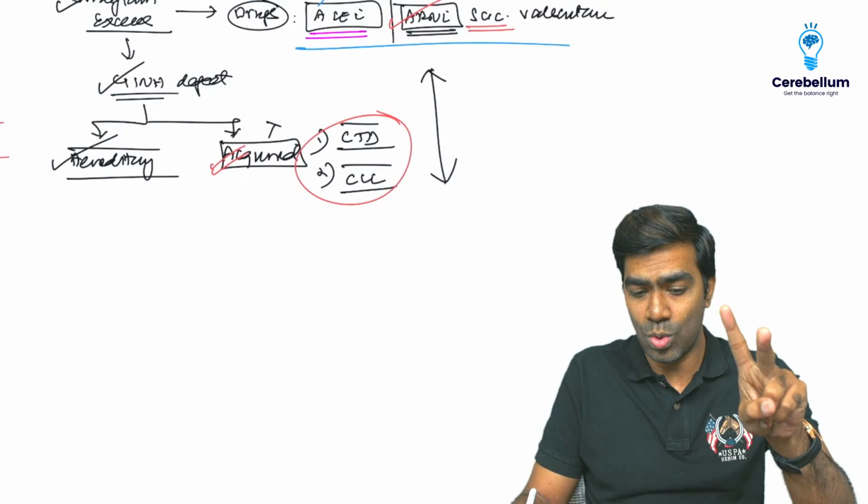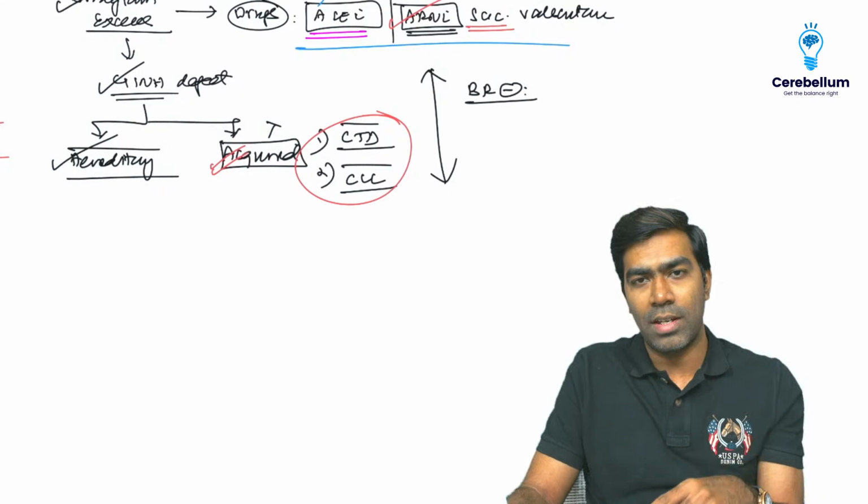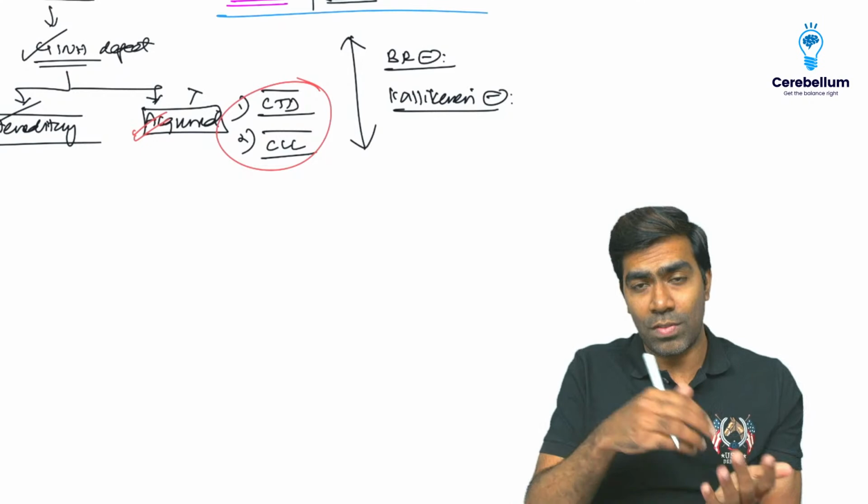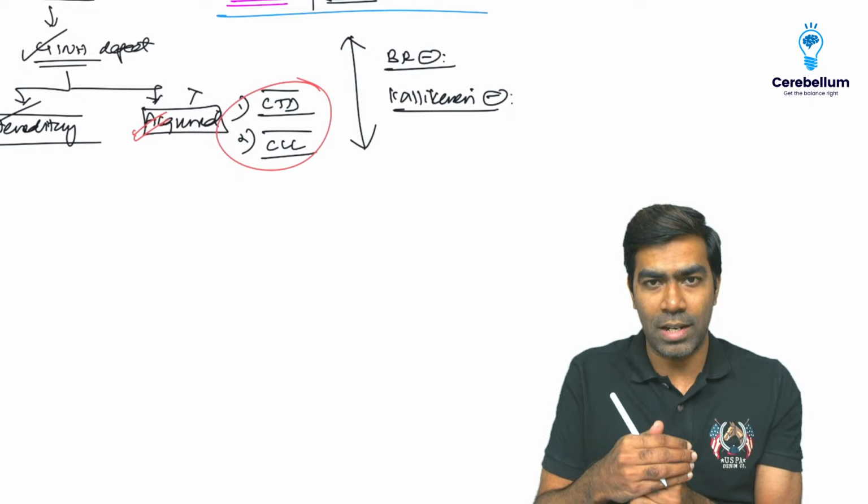One, a bradykinin receptor blocker. And the second one is going to be the kallikrein inhibitor. Because we know that bradykinin is going to get secreted because of kallikrein only. Because kallikrein is the one that stimulates the production of bradykinin, where high molecular weight kininogen will be converted to low molecular weight kinins like bradykinin.